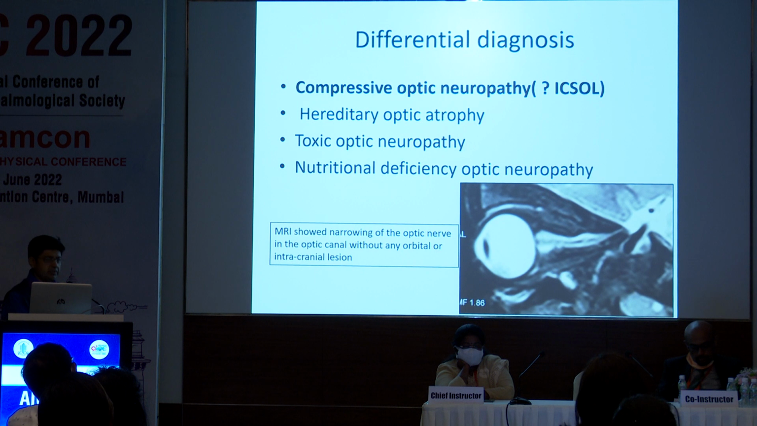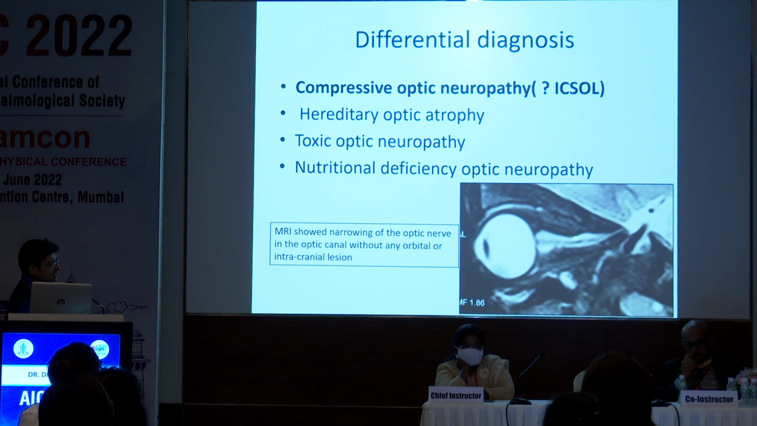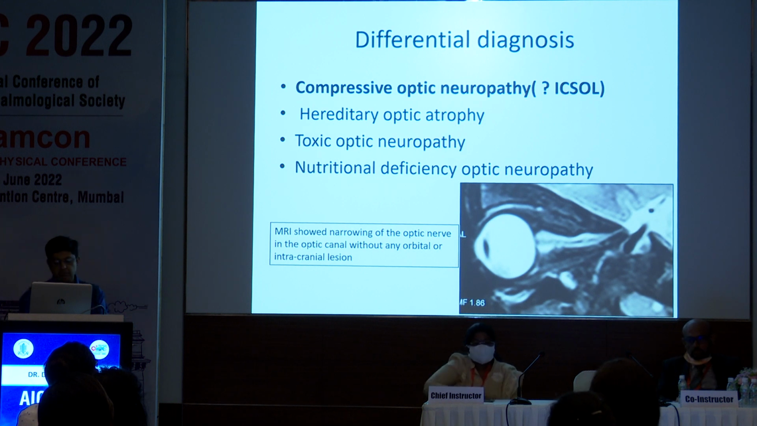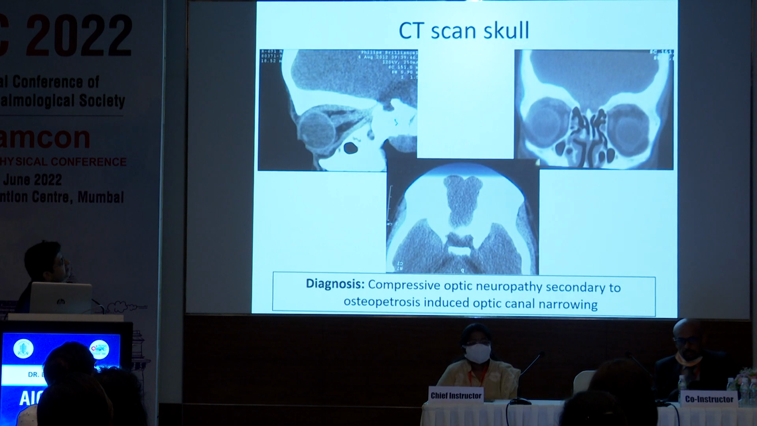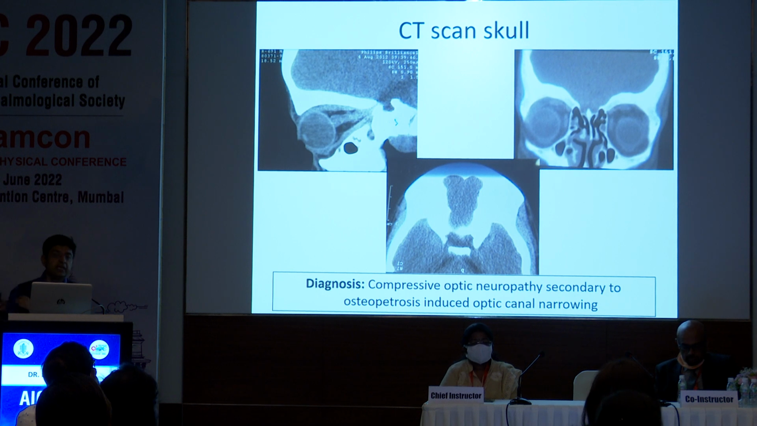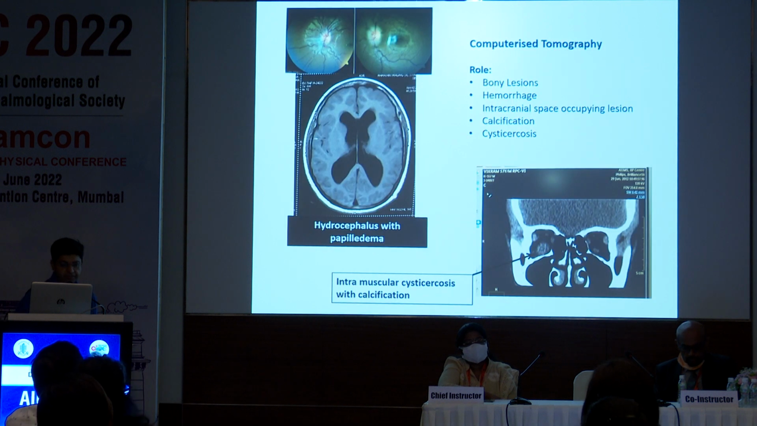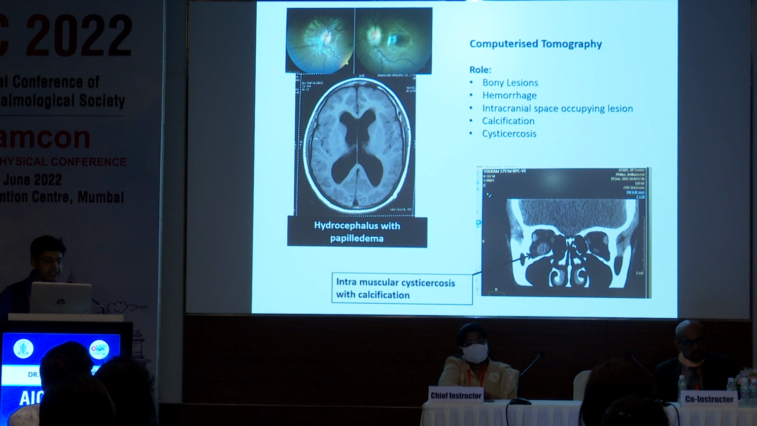We started discussing with the radiologist. Everything looked okay, but on one film they said that the nerves seemed to be tapering in. So, can we do a CT and have a look? And this was the CT. You look at these bones. This is osteopetrosis-induced optic canal narrowing. Not a very common feature, but you can have bony problems and the CT helps there. So a CT has a role in bony lesions and hemorrhages.